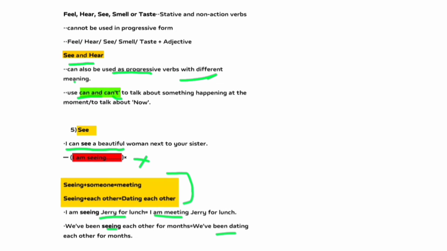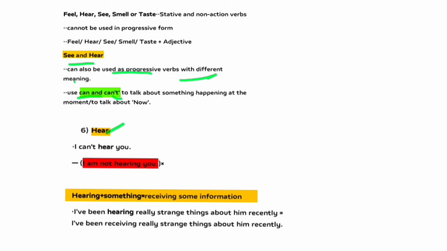Like the verb see, we cannot simply use the progressive form here to show a voluntary action. But we can use can and cannot with the verb first form to talk about something happening at the moment, or talk about now. As in the sentence, I can't hear you. This sentence shows something which is about now. You cannot say I'm not hearing you, which is wrong.